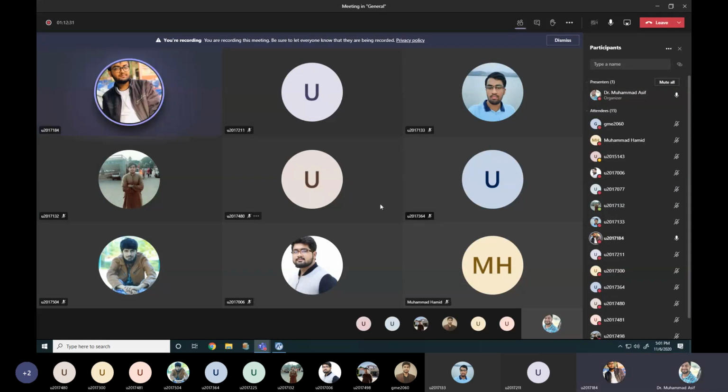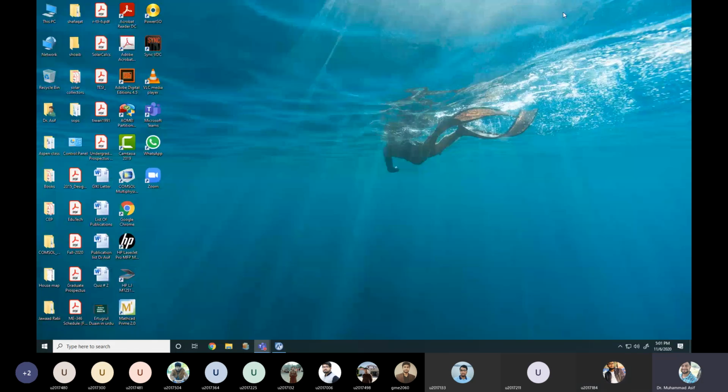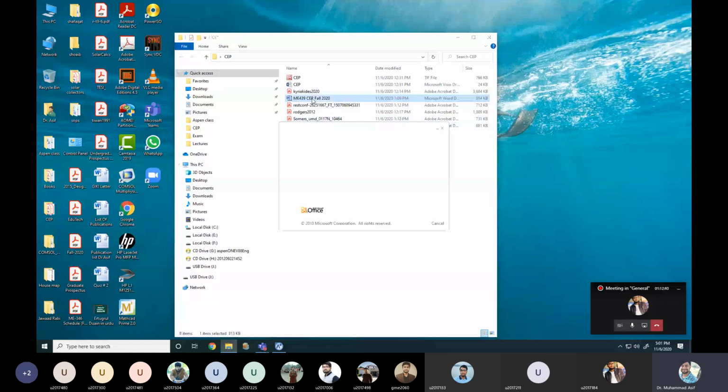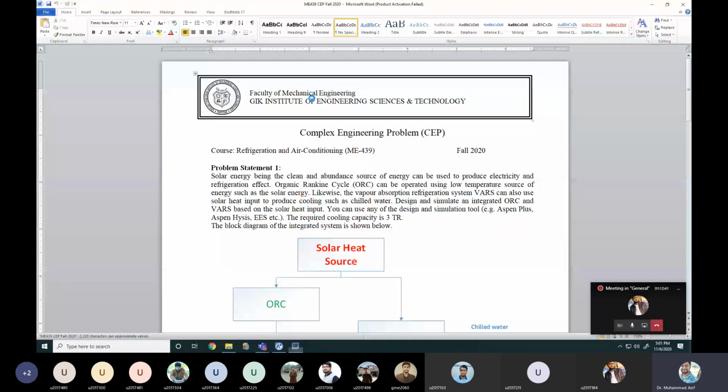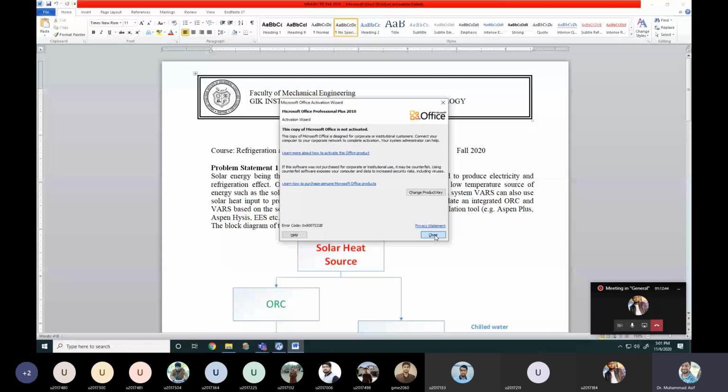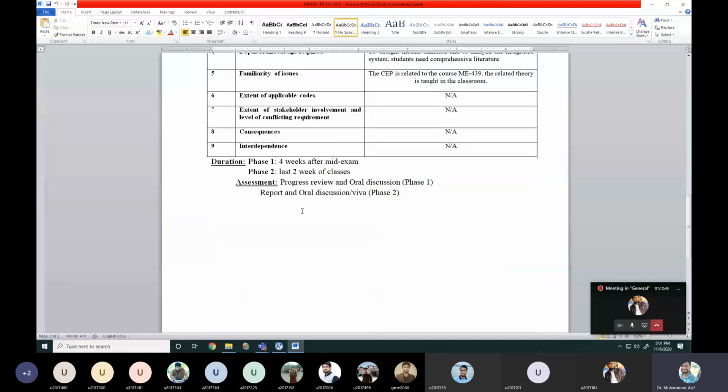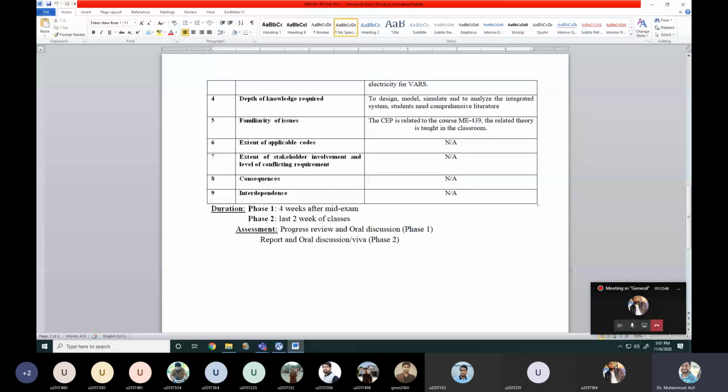Sir, the deadline on the CEP, you know that. Regarding the CEP, that's very clear. I'll email you, so in that you can see all of the information. For example, there are two phases. Phase one is 4 weeks after mid exam, there will be a small Viva type.